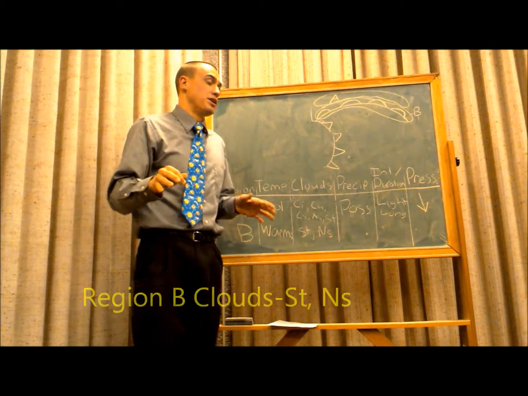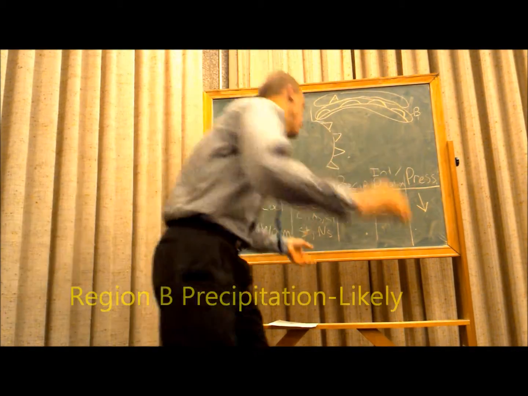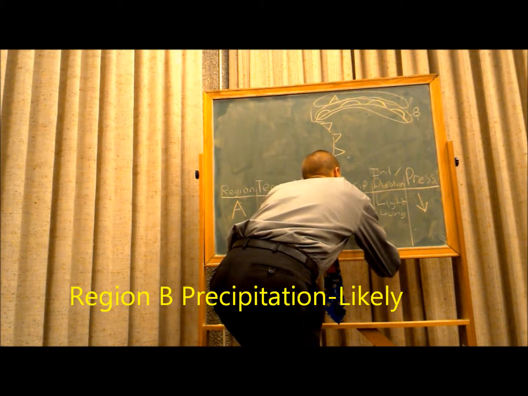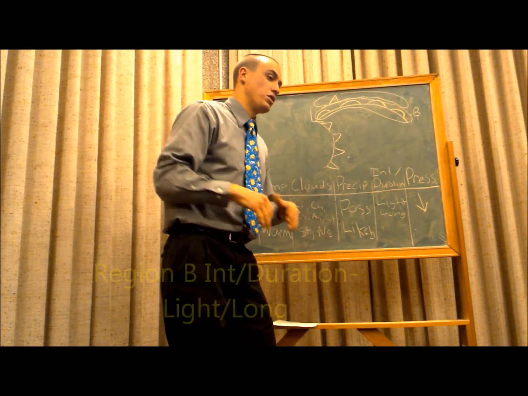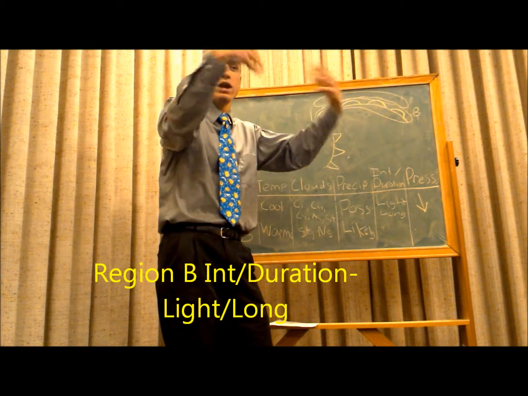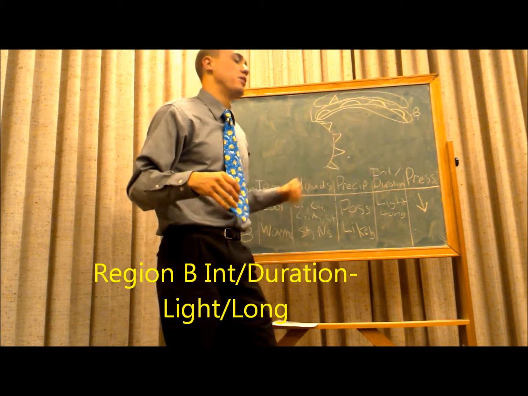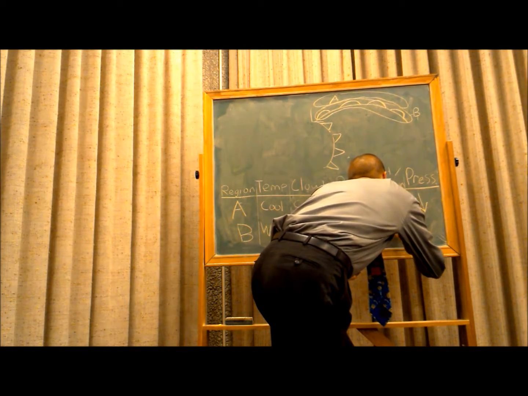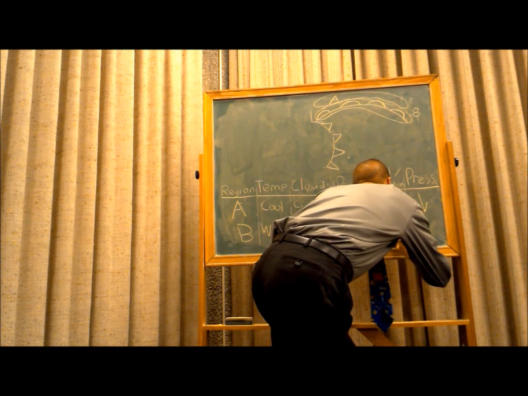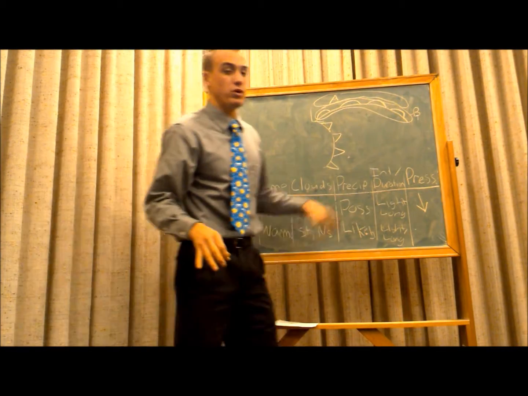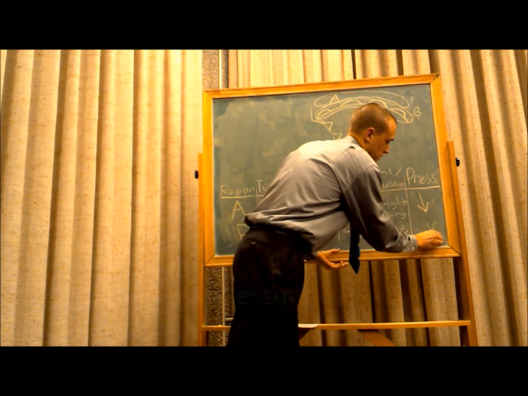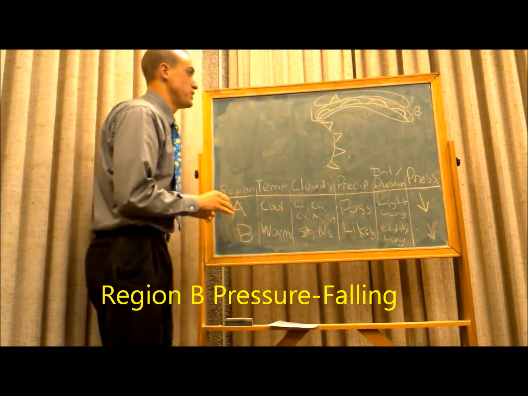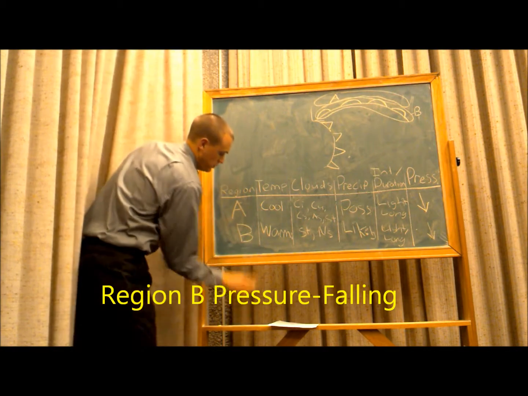The precipitation here is very likely, and the duration of this precipitation is going to be light and long. So that drizzling shower, you know, when it rains all day, that's probably the type of rain that you're going to experience here in Section B. Now the pressure is continuing to fall because you have that low pressure system moving closer to this section. That takes care of the first two sections. There's 4 more to go, so hang in there.